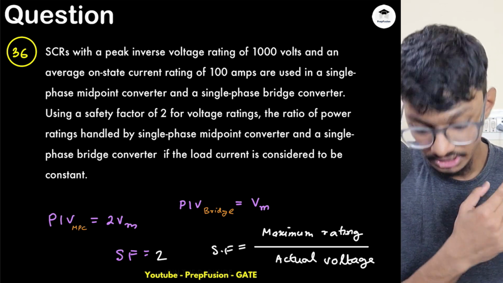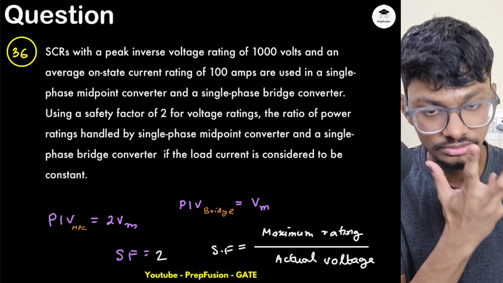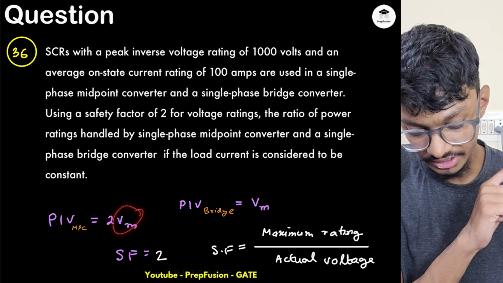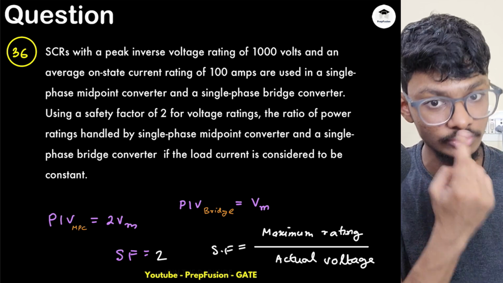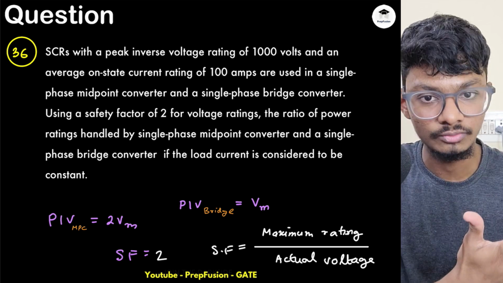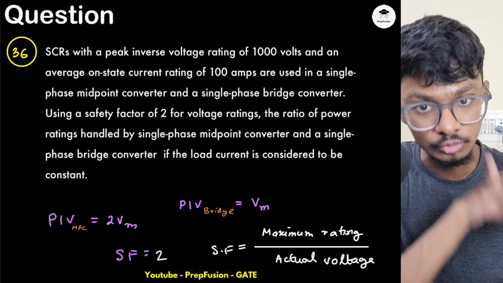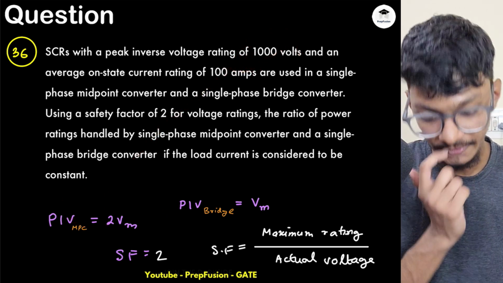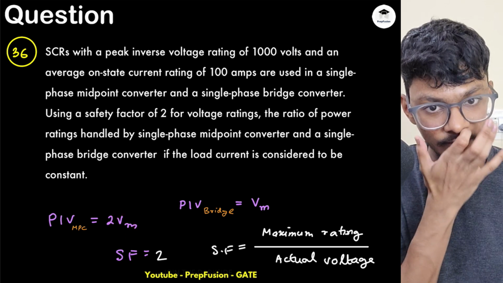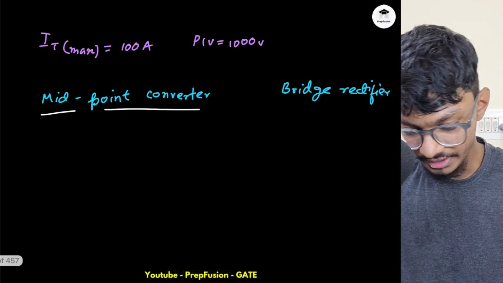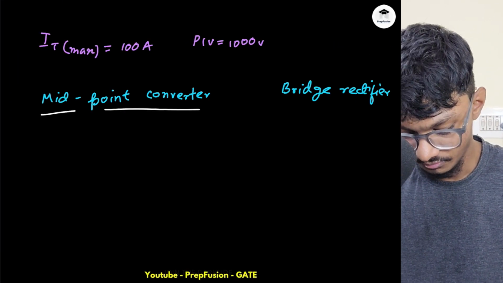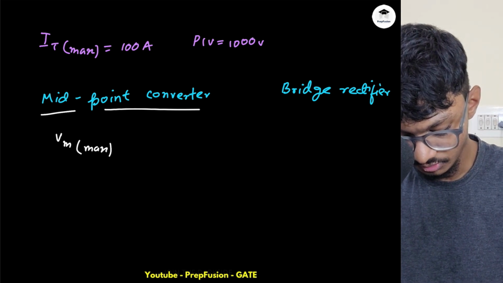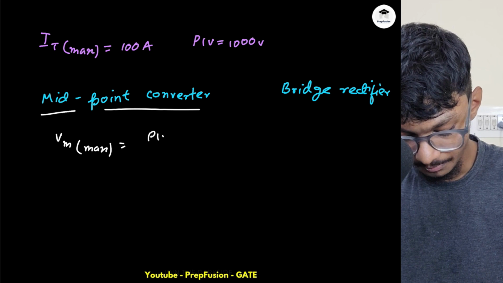Okay, 1000 volts. If I provide VM equal to 1000, so 1000 sin omega t, then 2 into 1000 sin omega t will be 2000 volts. So the peak inverse voltage across the SCR will come out to be 2000 volts, which is not allowed, because the maximum I can go is 1000 volts. So here VM maximum can be what? PIV by 2, right? So for the midpoint converter, VM max can be PIV by 2.